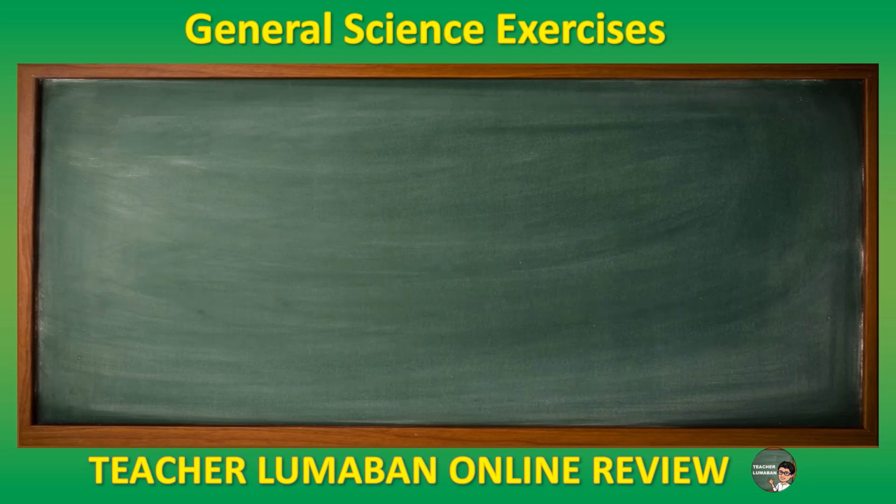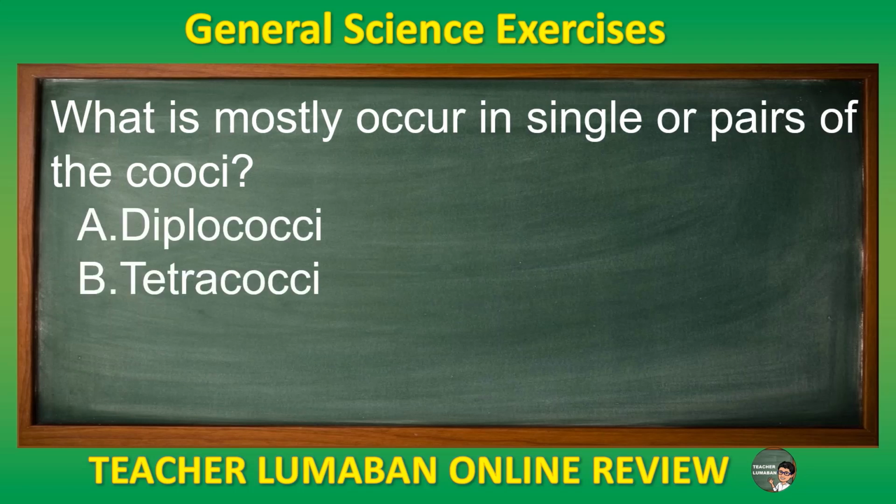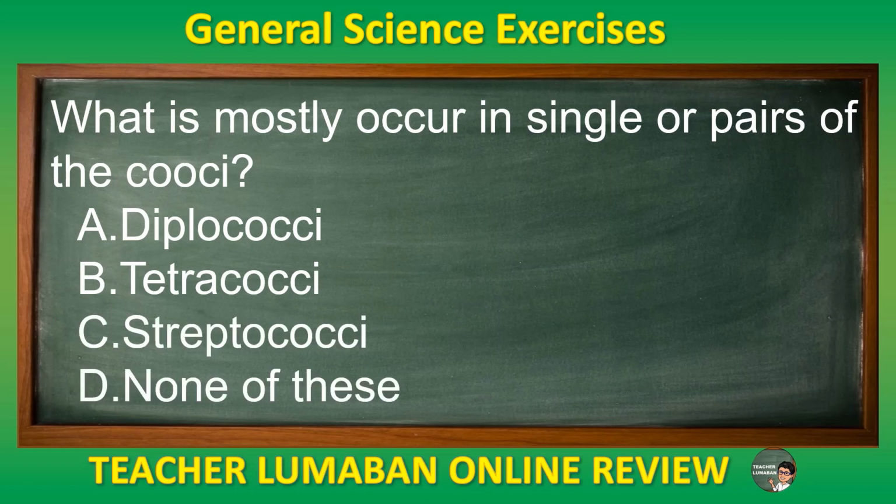What cocci mostly occur in single or pairs? Letter A, diplococci. Letter B, tetracocci. Letter C, streptococci. Letter D, none of these. Choose the suitable answer based on the given choices in 5 seconds. 5, 4, 3, 2, 1. The correct answer is letter A, diplococci.